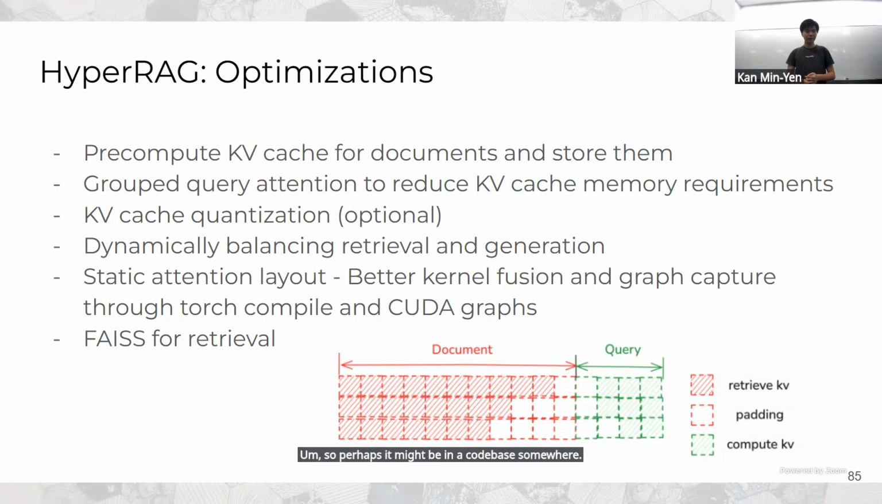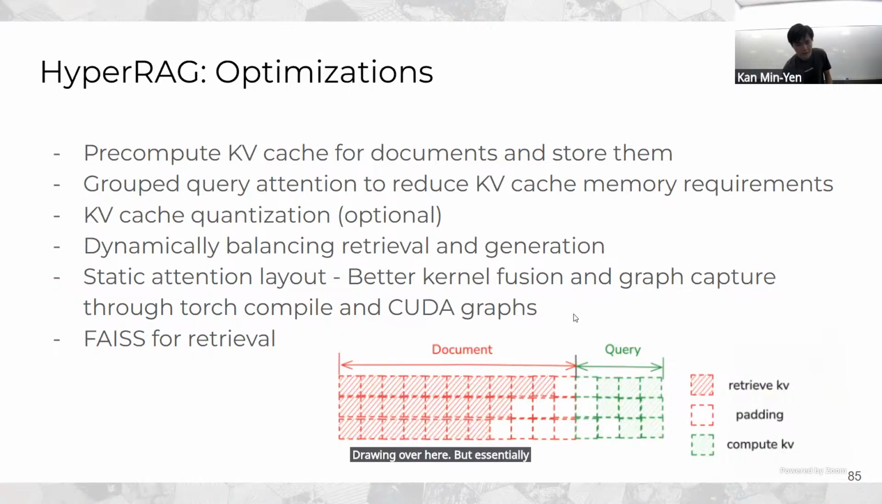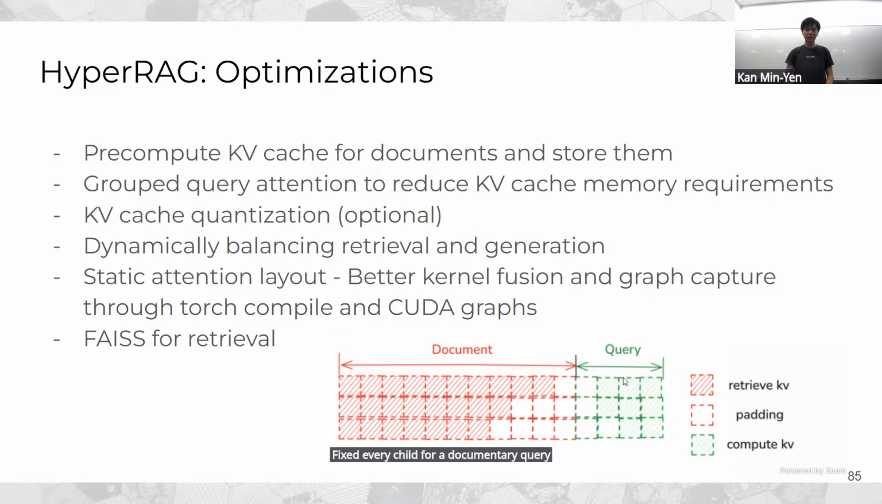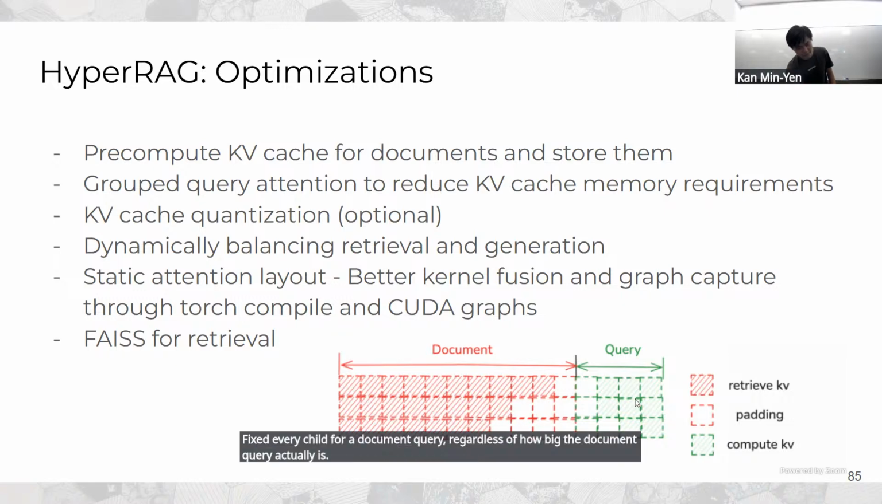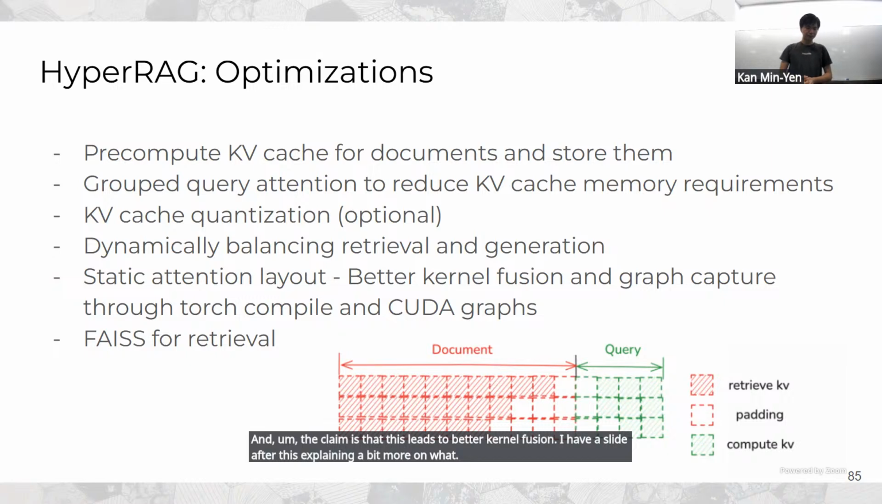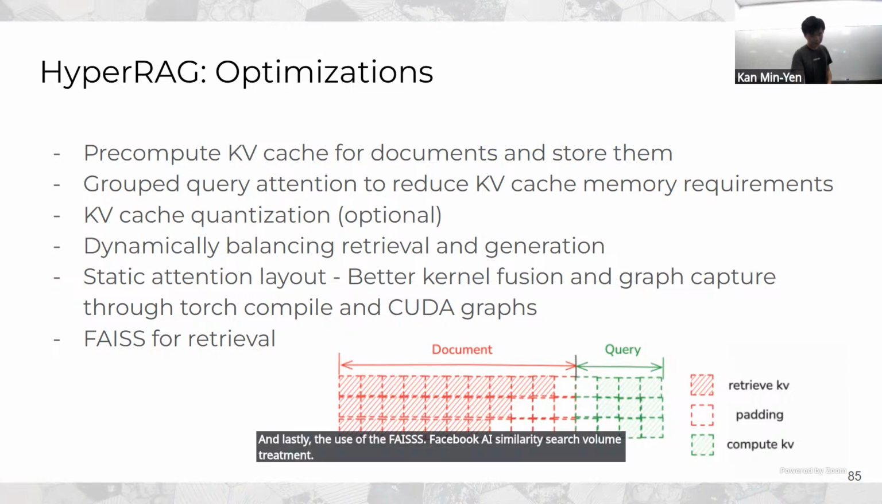Another thing that they did mention was the static attention layout, which is illustrated in this drawing over here, where essentially they allocate a fixed size for the document and the query, a fixed memory chunk for the document and the query, regardless of how big the document and query actually are. And they kind of fit it like this from both ends. And the claim is that this leads to better kernel fusion. I have a slide after this explaining a bit more on what kernel fusion is. And lastly, the use of FAISS, Facebook AI Similarity Search, for retrieval.